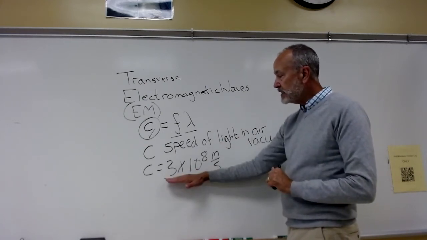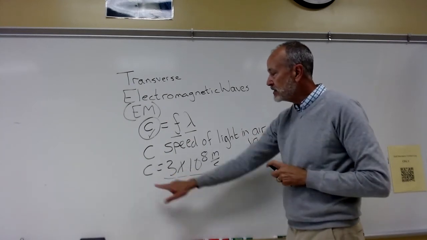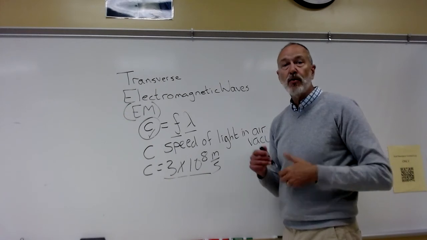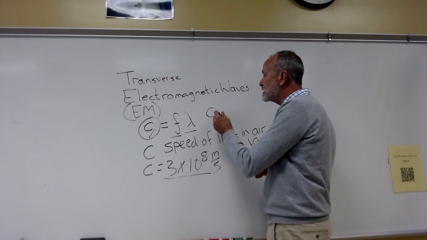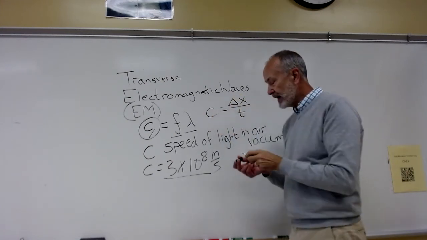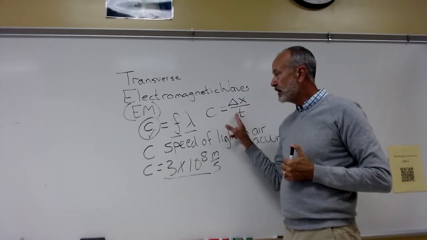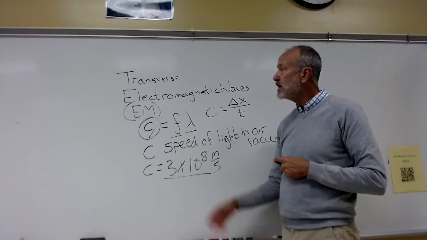So in light, in air or a vacuum, the speed is simply c, and we use 3 times 10 to the 8th. We could, of course, have also used c as the velocity in this equation, delta x over t, to find how far light travels in certain amounts of time. But this one ends up being used quite a bit because it's a wave.